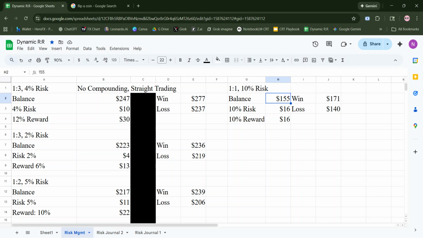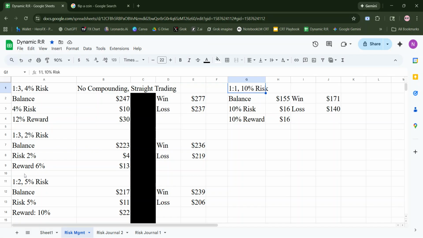But again, you have to just decide what's best for you, because just because you risk more doesn't mean you're going to make more money, as you've seen here. And just because you risk less doesn't mean that you're going to be making more as you get a win streak. You have to find that happy medium.